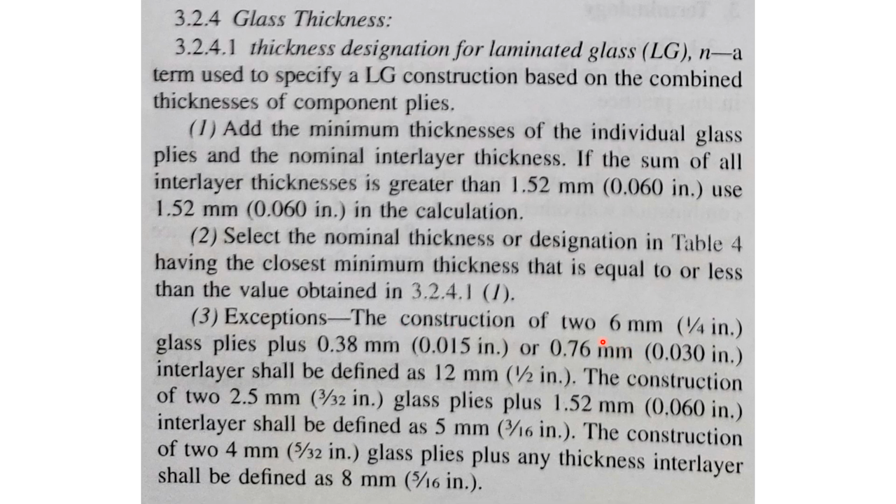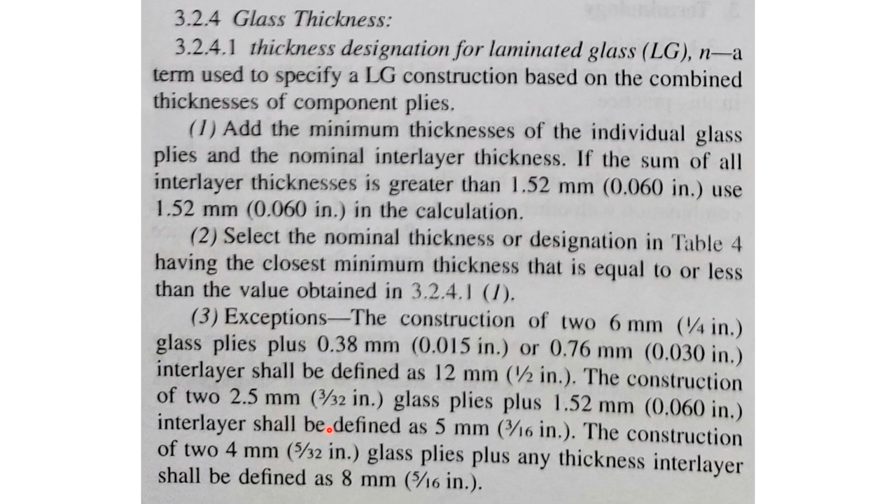Exceptions: the construction of 2 quarter-inch glass plies plus our 15 thousandths of an inch or 30 thousandths of an inch interlayer shall be defined as half inch. Okay, so it doesn't really matter. We're just going to call 2 quarter-inch plies half inch, regardless of whether we're adding a 15 thousandths of an inch or a 30 thousandths of an inch interlayer. We don't have to add in the interlayer.